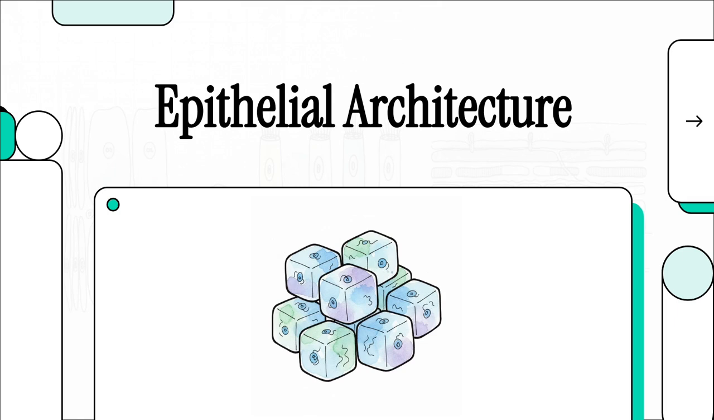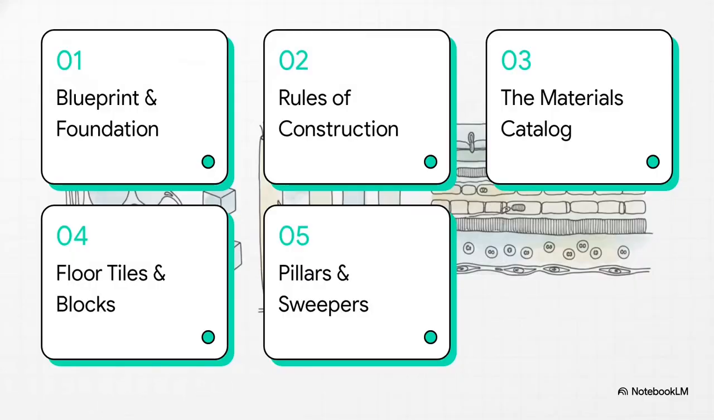So today, we are exploring the ultimate lining of the human body, looking really closely at how its tiny, microscopic shape perfectly dictates its life-keeping functions. Let's get into it. So we're going to break this whole complex topic down into 5 structured parts today. We'll start with the blueprint and foundation, then move to the rules of construction, check out the materials catalog, look at floor tiles and blocks, and finally, we'll wrap up with pillars and sweepers.